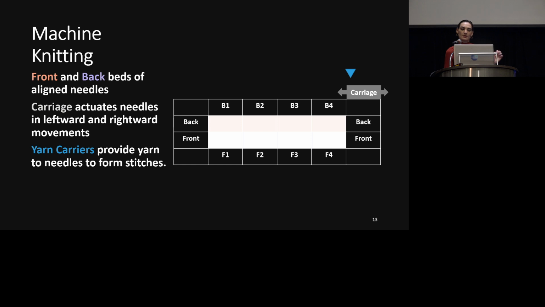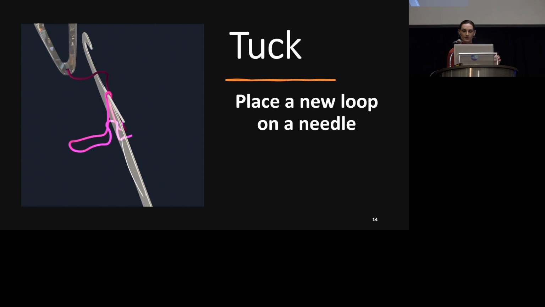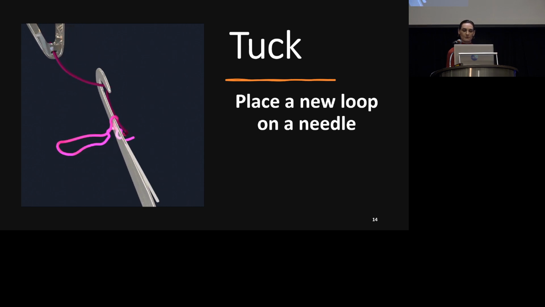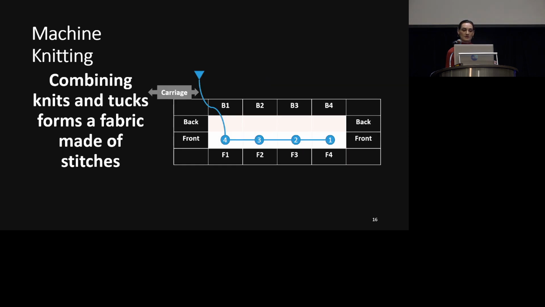The yarn is brought in on yarn carriers, which provide the yarn that's going to form the different stitches. And so we can go across and create loops on each of these front bed needles using what we call a tuck instruction, which is just going to place a new loop onto a needle, even if there are other loops already there. We can also do this with knits, but that's going to pull a new loop through the loops that were already on that needle. And so we can combine knits and tucks to form a fabric made up of different stitches.